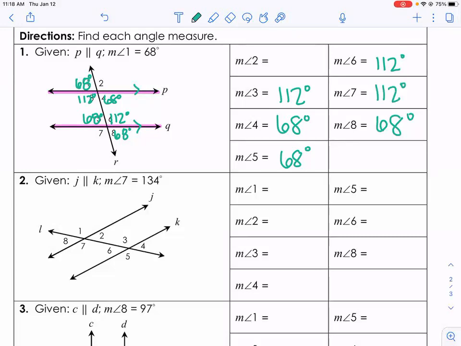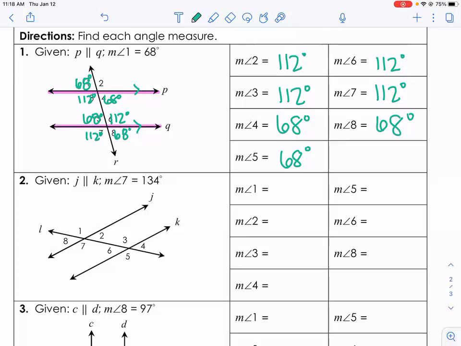So we could say that 7 and 3 correspond. And so it's also 112. Oh, yeah. And then 6 and 2 correspond, so it's also 112. Or Ryan, 2 and 7 are alternate exterior angles. And so they're 112.